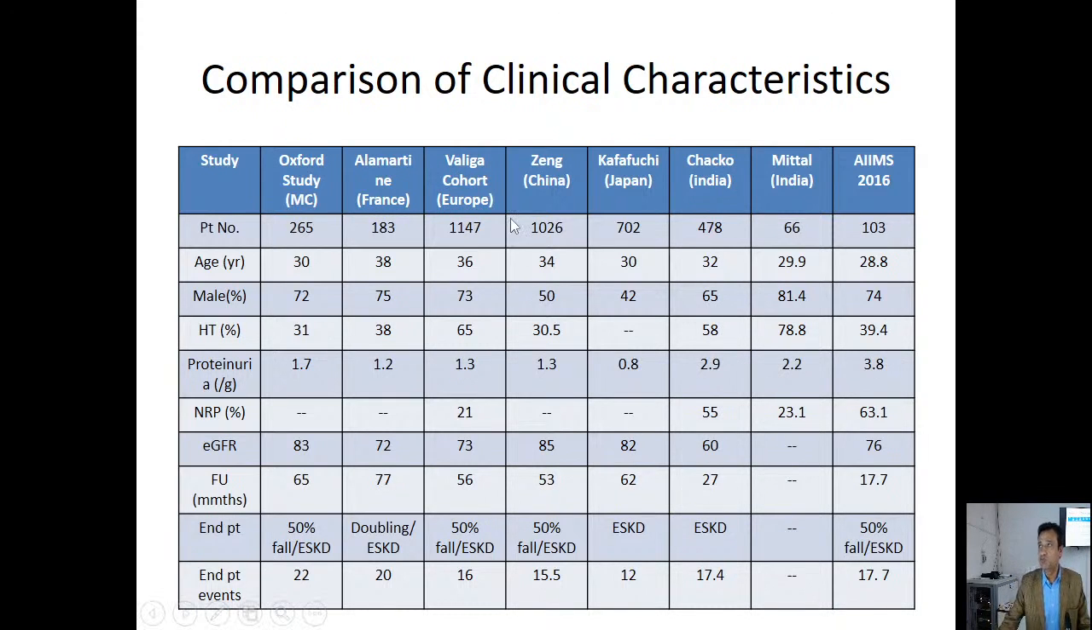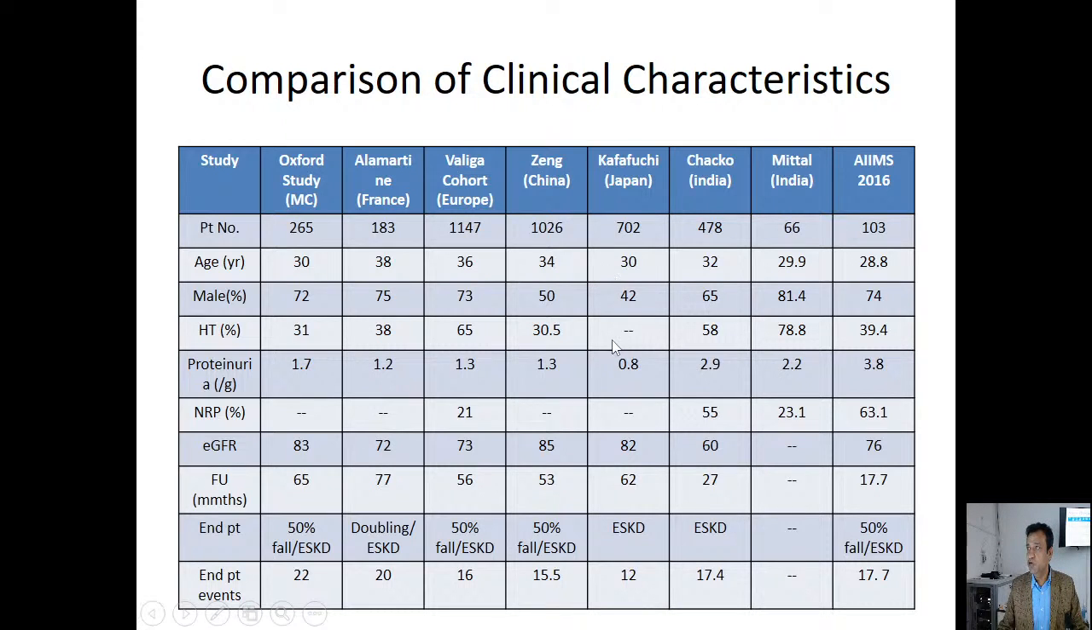Coming on to the study from China, around 1,000 patients, we know the mean age was 34. There was no male or female preponderance. Significant patients were hypertensive, higher degree of proteinuria with well-preserved GFR, and with a follow-up of around 53 months, as we know, 15.5% developed hard renal endpoint.